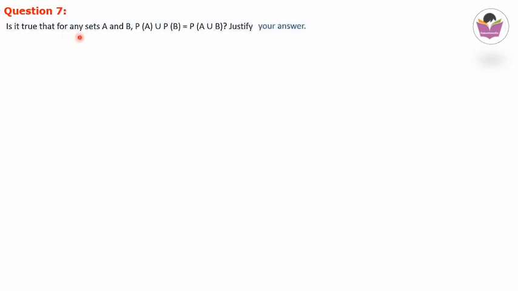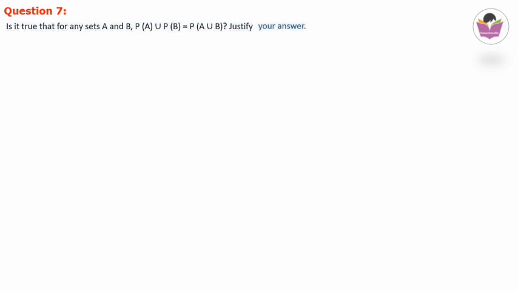Next, we shall discuss question number 7. Is it true that for any sets A and B, P of A union P of B is equal to P of A union B? Justify your answer. We have to check whether P(A) ∪ P(B) is equal to P(A ∪ B). Here P of A and P of B stand for the power sets of A and B. Power set of A means the set of all subsets of A together. The set of all subsets of B we call the power set of B. And the set of all subsets of A union B we call the power set of A union B.